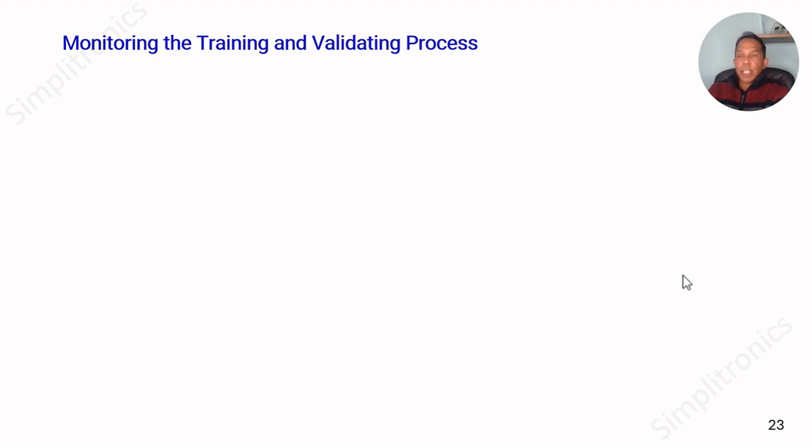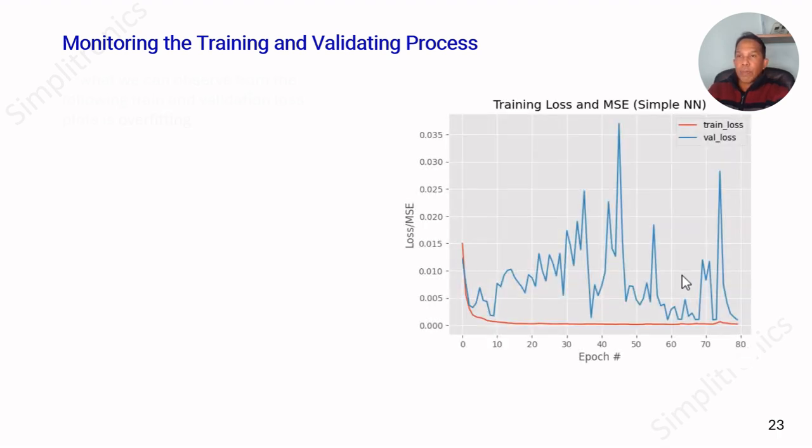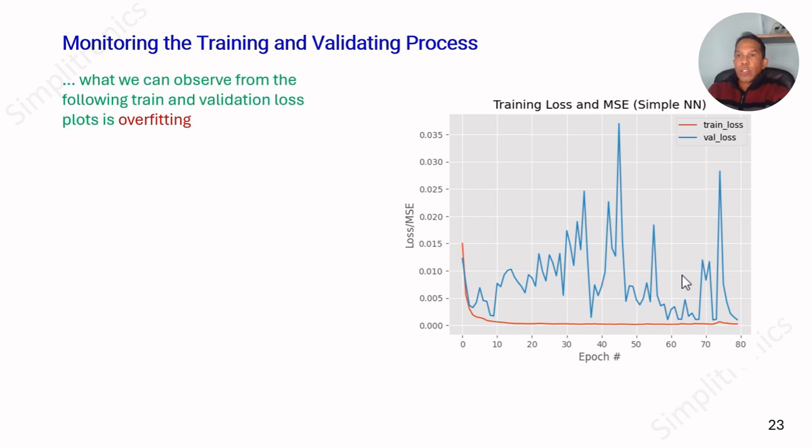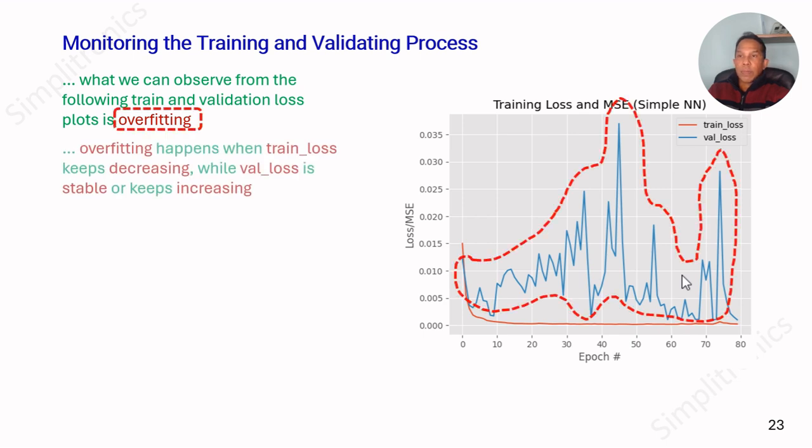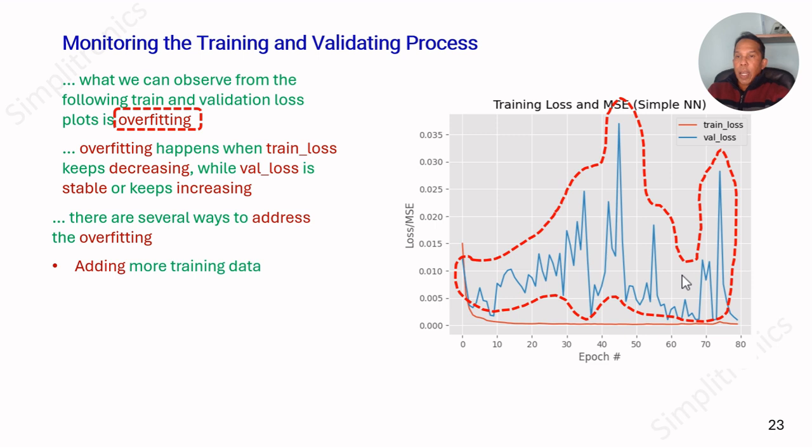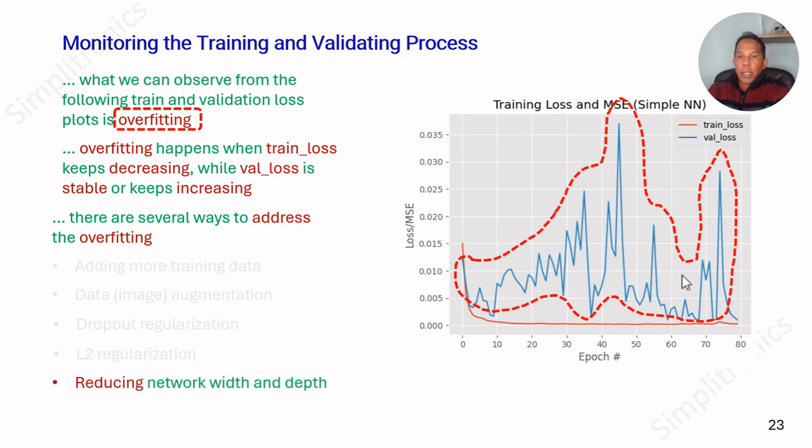Monitoring the training and validating process. What we can observe from the following train and validation loss plots is overfitting. Overfitting happens when train loss keeps decreasing while validation loss is stable or keeps increasing. There are several ways to address overfitting: adding more training data, data image augmentation, dropout regularization, L2 regularization, and finally reducing network width and depth.